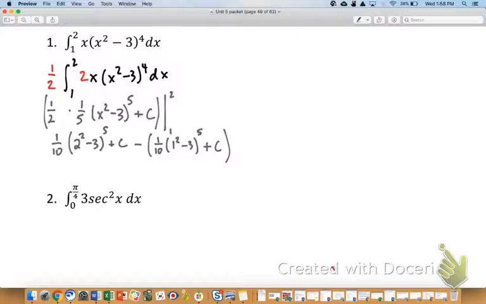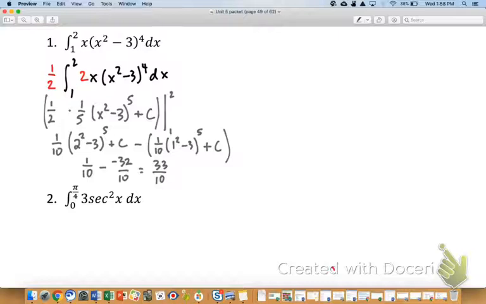Okay. So what follows here is just some arithmetic. So 2 squared is 4. 4 minus 3 is 1. 1 to the 5th is 1 times 1/10 is 1/10. And then the other one, 1 squared is 1. Minus 3 is negative 2. To the 5th is negative 32. So this would be minus negative 32 over 10. So I'm coming up with a final answer of positive 33 over 10, or 3.3, right?